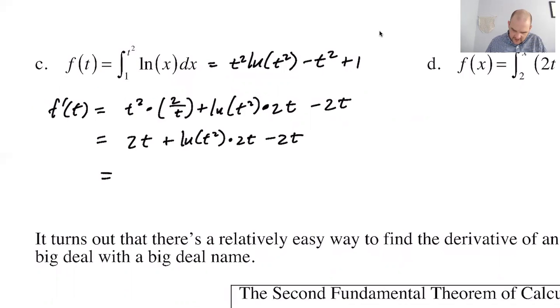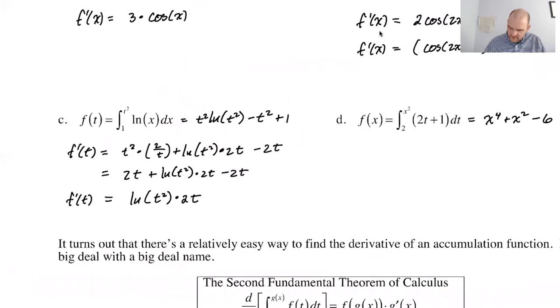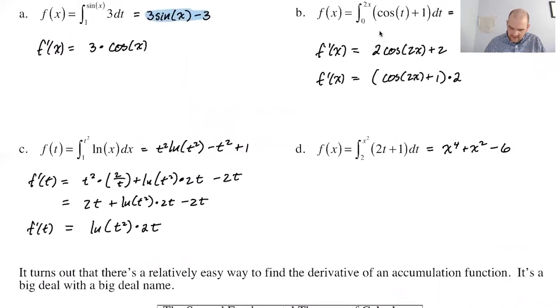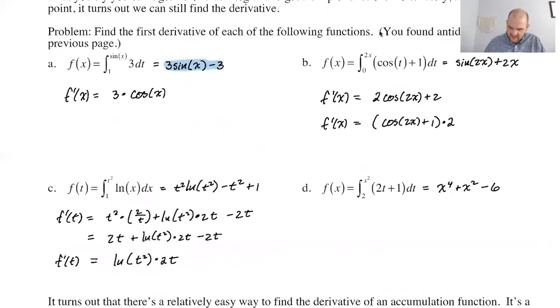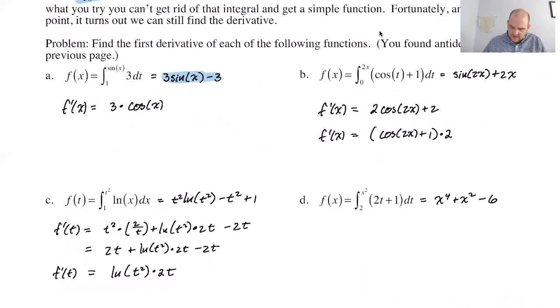So actually we just get the natural log of t squared times 2t. So that's what f prime of t has ended up. So I'm seeing a little bit of a thing here. And that little bit of a thing here looks kind of like, so bear with me here, right?